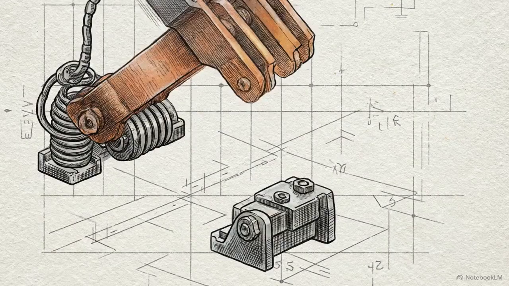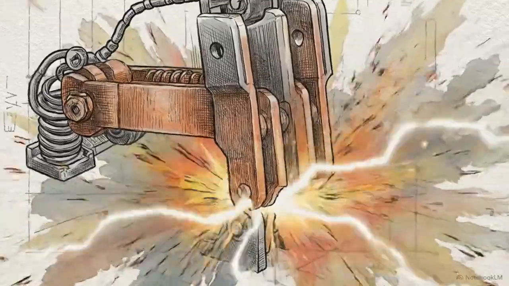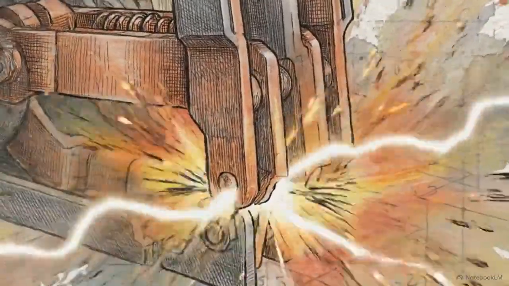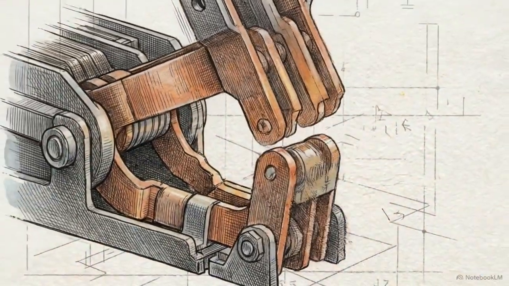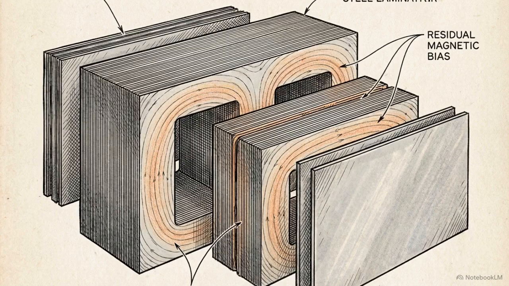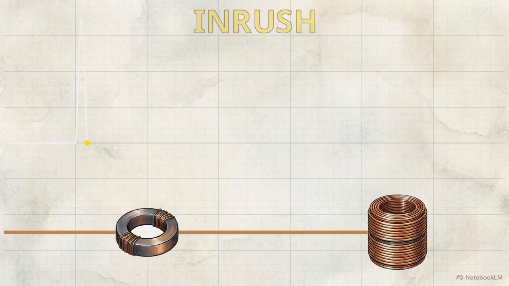The most significant non-fault event for a differential relay is the exact moment a high-voltage circuit breaker closes to energize a dead transformer. An unpowered transformer core retains a residual magnetic bias. When grid voltage is applied, the core's magnetic field oversaturates. This causes the transformer to draw a massive asymmetrical surge of power known as magnetizing inrush current.